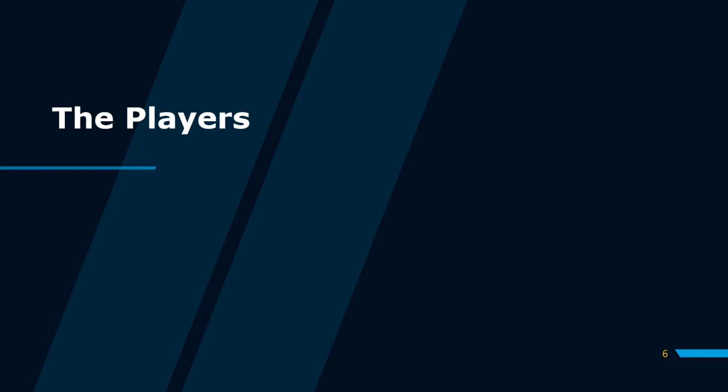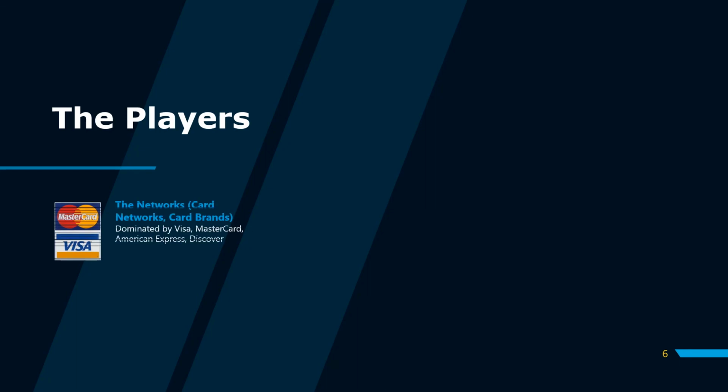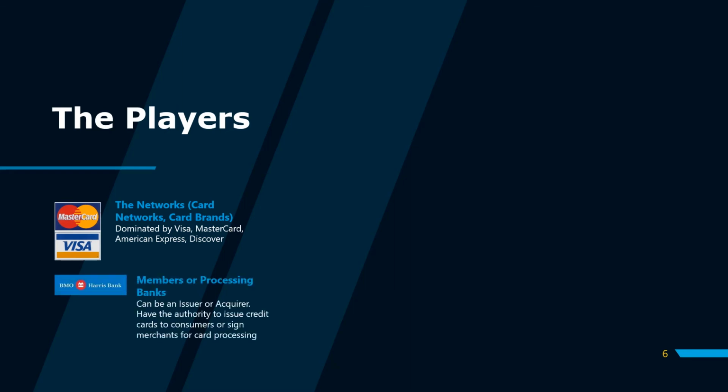Here are the key players in the payment cycle. First are the networks, which are also referred to as the card networks or card brand associations. These include Visa, MasterCard, Discover, and American Express. Next are the member processing banks. These can be an issuer or an acquirer who have the authority to issue credit cards to consumers, as well as sign businesses for card processing.